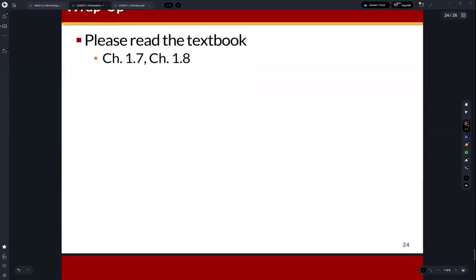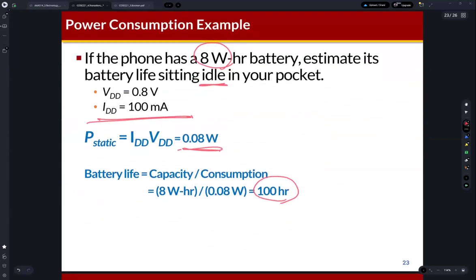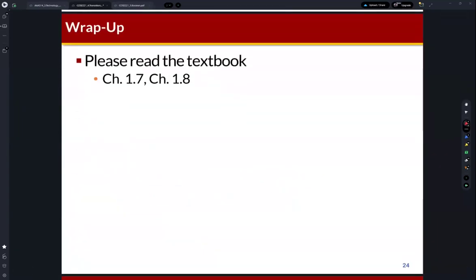Okay, so this is the end of chapter 1. In chapter 1 we discussed some basic concepts of digital design and the required knowledge, like some basic knowledge regarding transistors and some circuit design. So these are somewhat low level topics in this course, and to understand these topics in detail, please read the textbook.